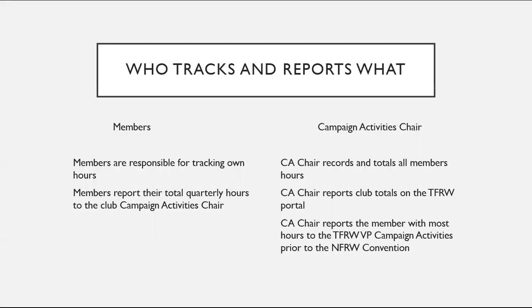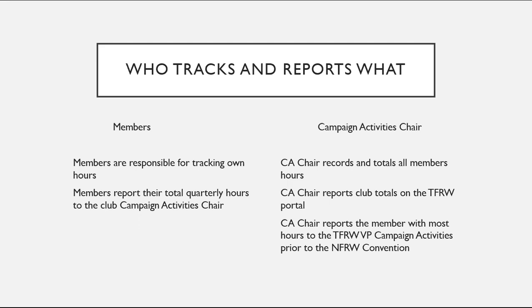Who tracks and reports what? This is where it gets a little confusing for some people. Members are responsible for tracking their own hours, and the members report their total quarterly hours to the club campaign activities chair. The chair gathers all those hours, totals them up, and reports them out on the TFRW portal at tfrw.org. You do not even have to log in. You just go to the website, click on the campaign activities, and you can log them in that way.